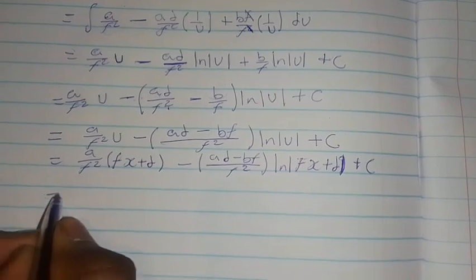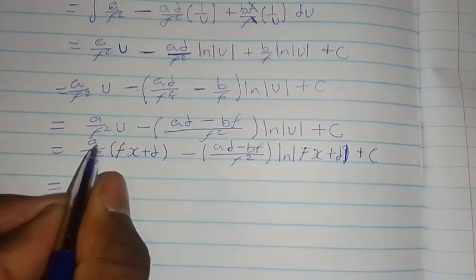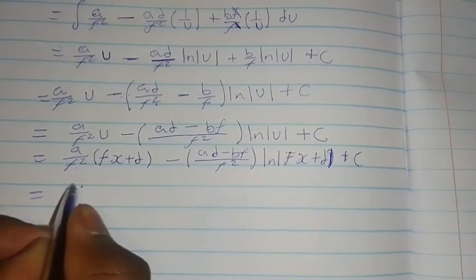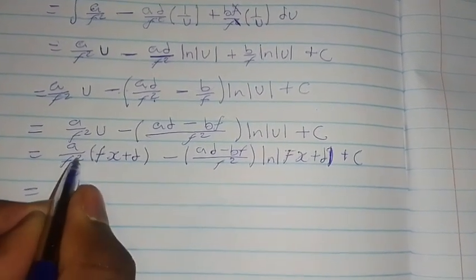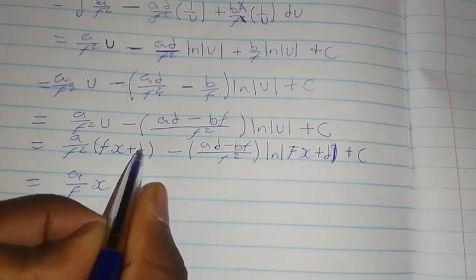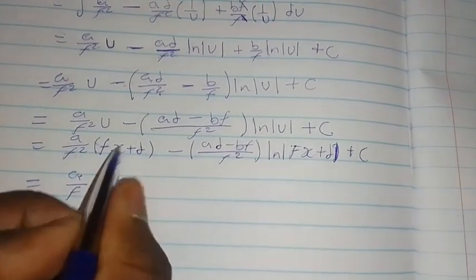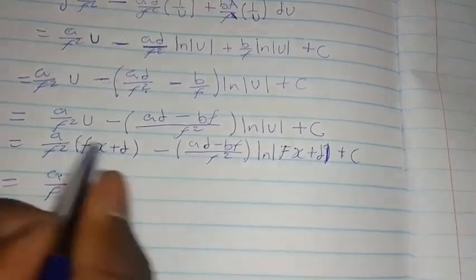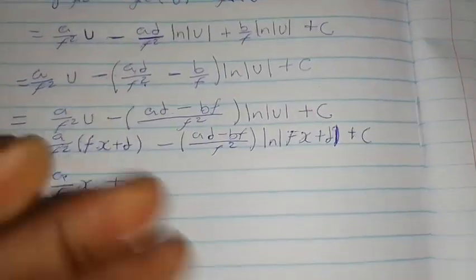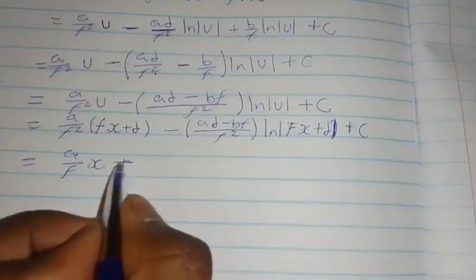Now that we have this, we're going to have a over f squared multiplied by fx. The f will just cancel the square, then you'll just have a over f multiplied by x. This other term is going to be a constant, so it's accounted for in this one. A constant plus a constant will just be a constant, so we don't need to take that into consideration. We can neglect that.